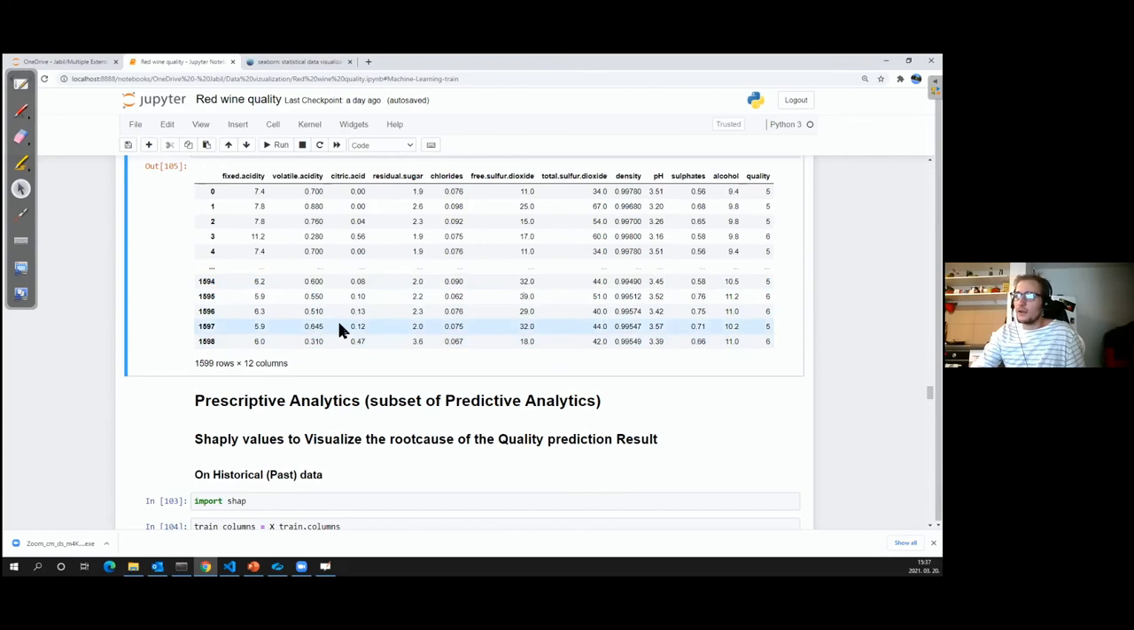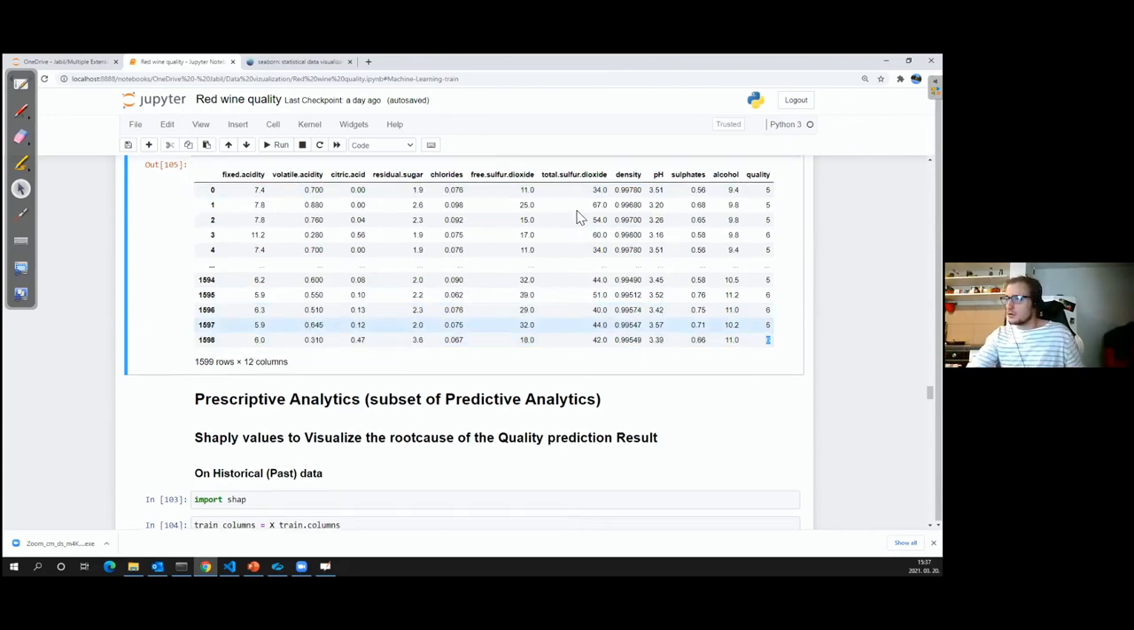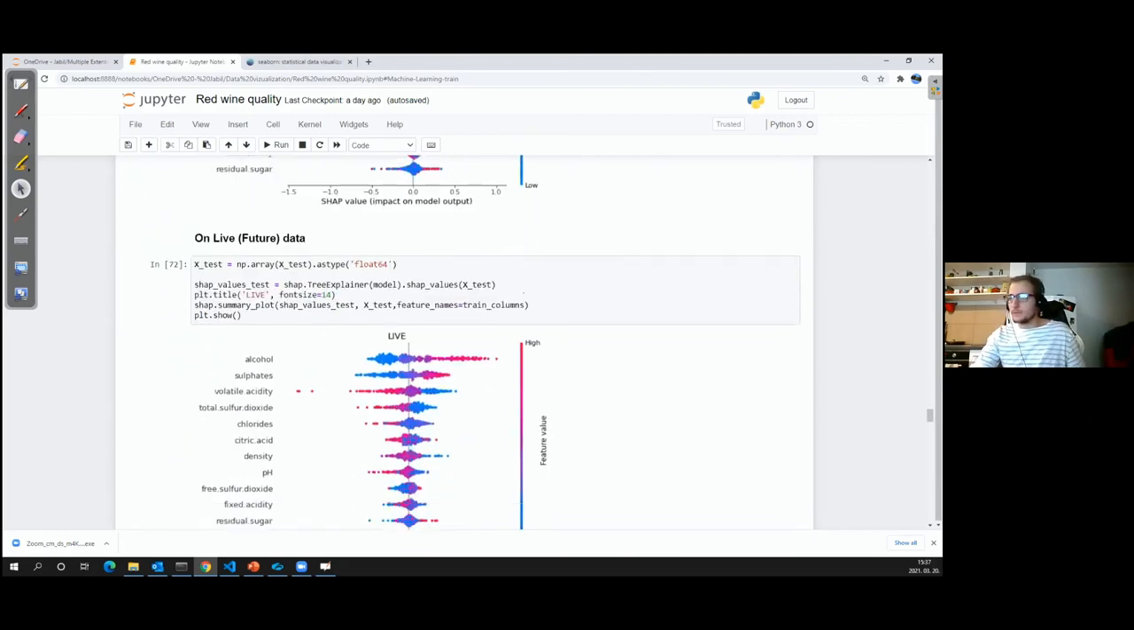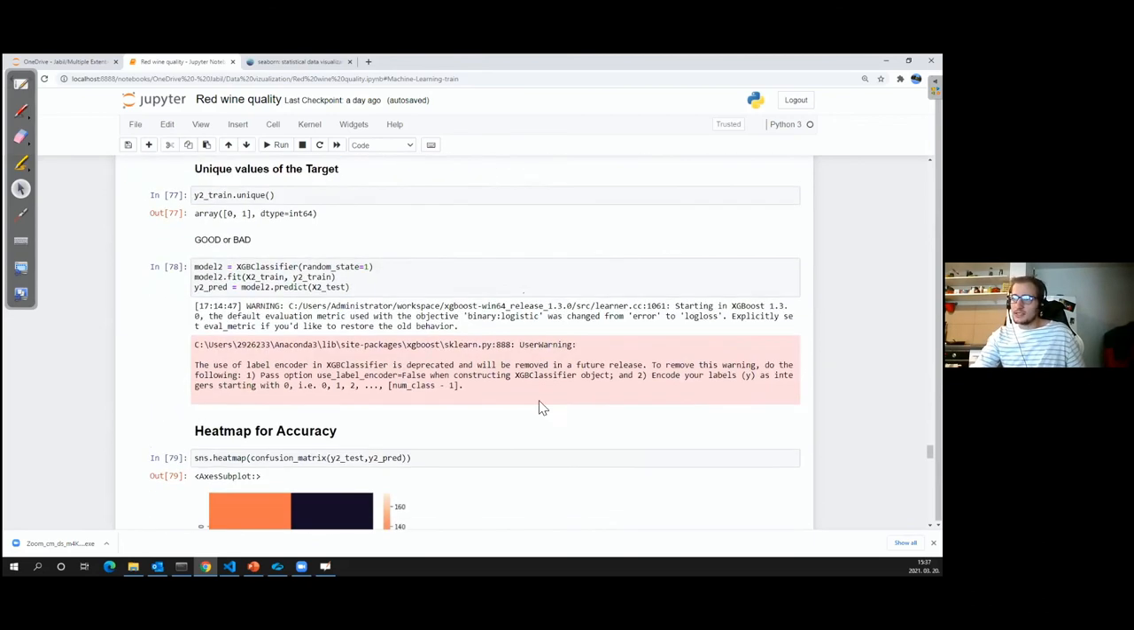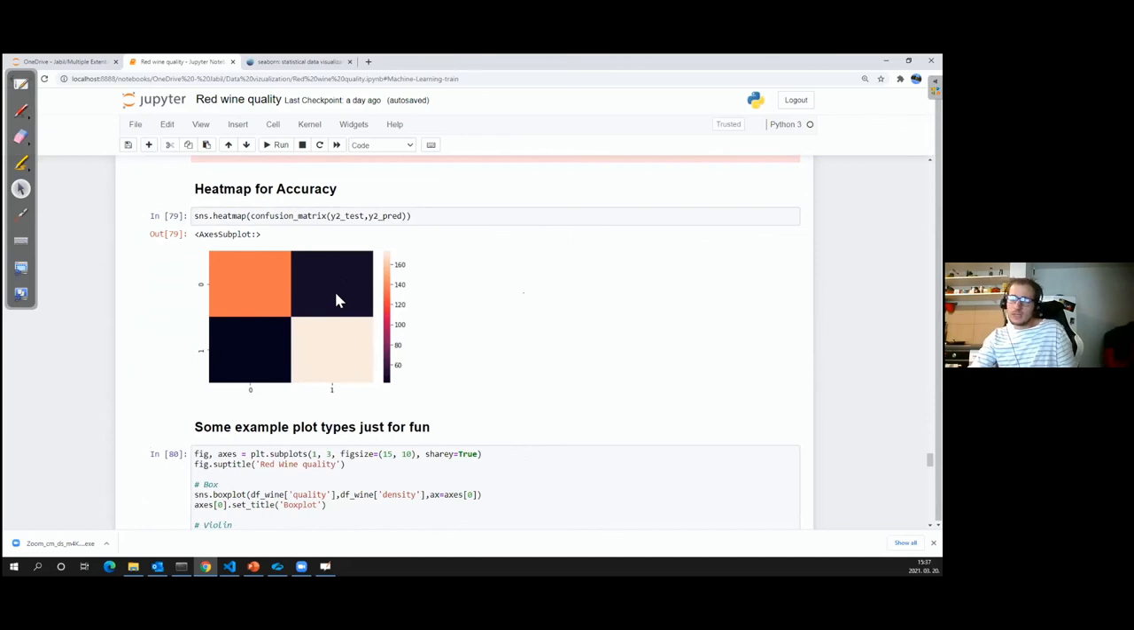If we put a new wine in our data, which has a missing quality value, because we don't know the quality yet, we just made this wine but want to know what the quality will be. This is missing, but we have every other attribute. We put it into the model, and it instantly tells you whether it will be good or bad. So this is the classification. And as you see in this plot, this is a heat map. This is the accuracy of our models.